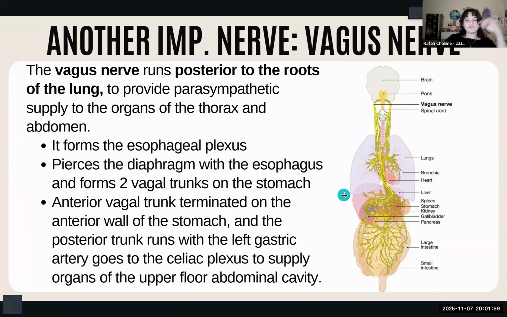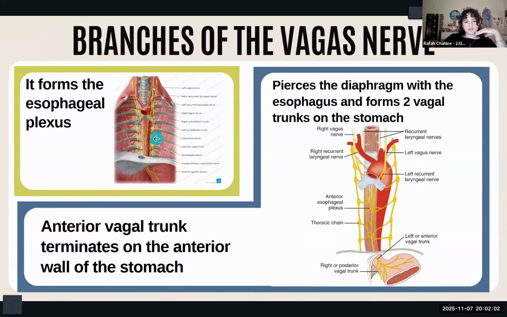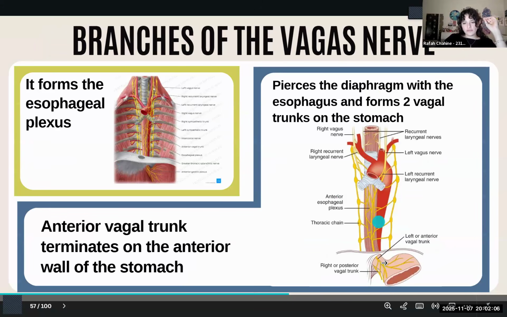So now let's talk about the branches of the vagus nerve. We have the esophageal plexus. It supplies the esophagus. Then it pierces the diaphragm with the esophagus. See how it pierces the diaphragm? And it forms two vagal trunks on the stomach. We have an anterior, or ventral, vagal trunk and a posterior vagal trunk on the stomach.